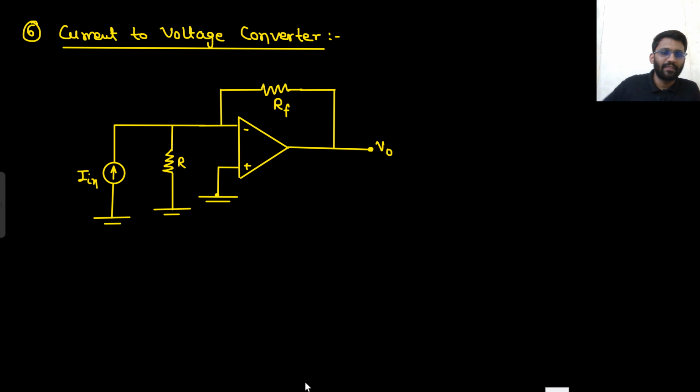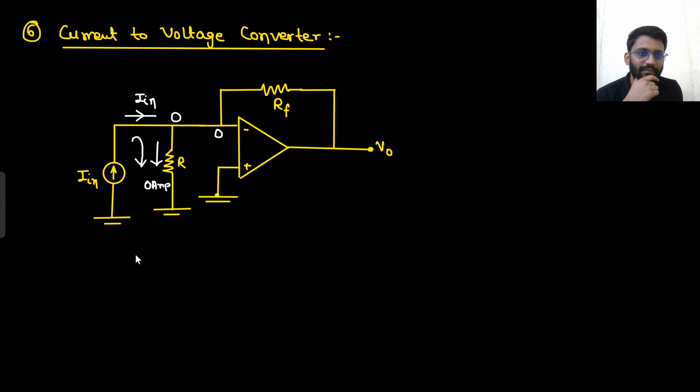Now current to voltage converter. So what will happen? If this node is 0, this node will also be 0, right? I should not make it ground, I should just put 0 voltage here. If this node is 0, this node will also be 0, then this node will also be 0. So the current going here will be 0 ampere. Now this I in current is coming. Now you will say, sir, this is grounded, so complete current should go here. Is that so?